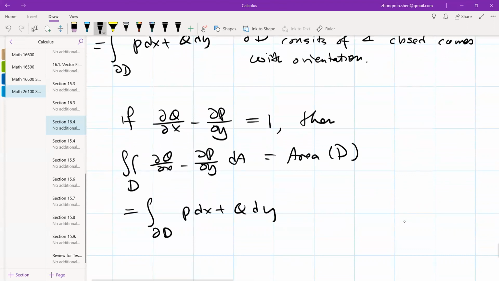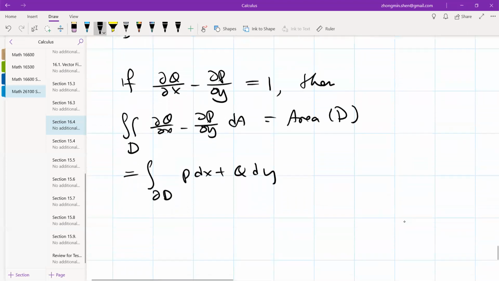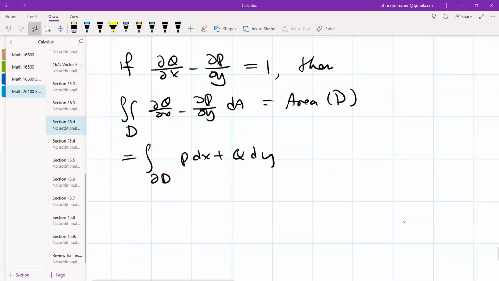So remember, when we evaluate line integrals along a closed curve, we change it to the double integral. Now this time we're going to change the double integral to the line integral. So what kind of functions P and Q, or what kind of vector field, satisfies the above equation? There are multiple choices.